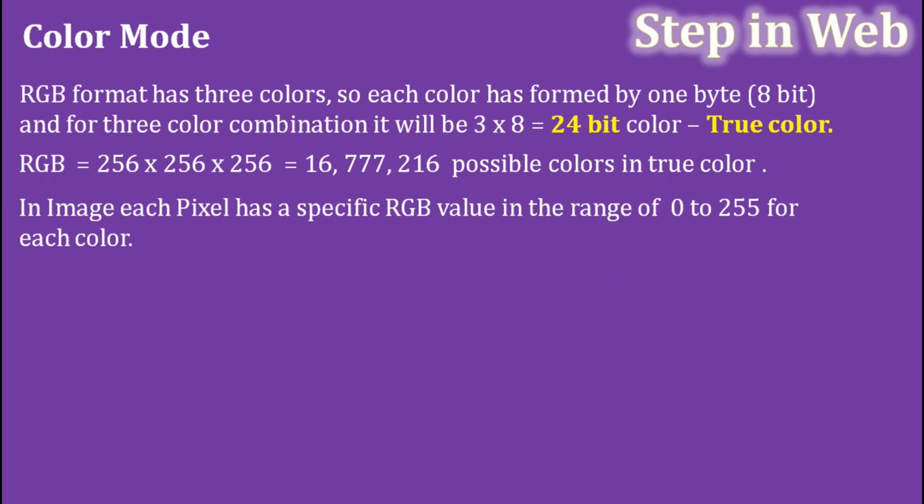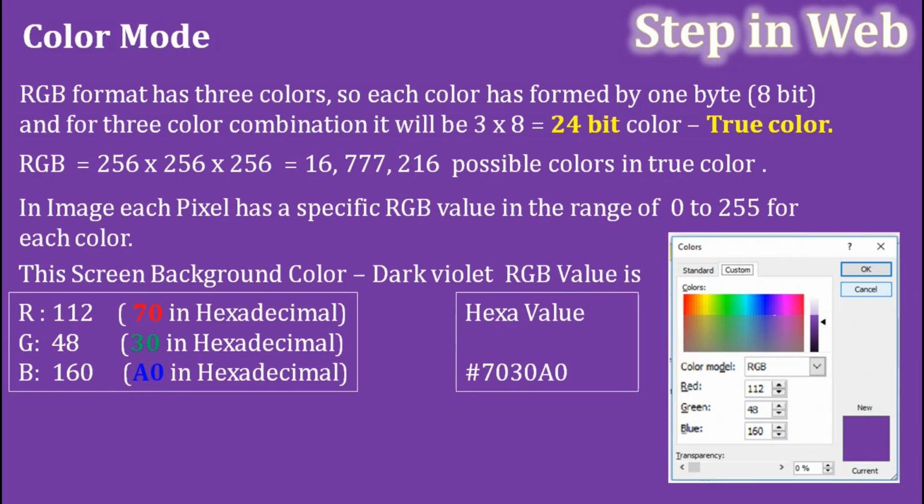In the image, each pixel has a specific RGB value in the range of 0 to 255 for each color. The screen background color is a dark violet and its RGB value is red 112, green 48, and blue 160. If you convert 112 to hexadecimal, it is equal to 70, for 48 the hexadecimal number is 30, and for 160 the hexadecimal number is A0. So then you have to refer to the hexadecimal number. It is simple. You put a hash, then 70 as the first number, 30 as the second number, and A0 as the third number. Then we can get this color hexa value also.